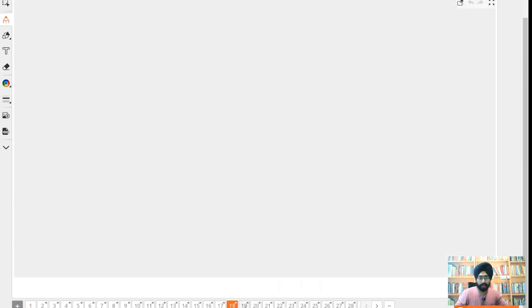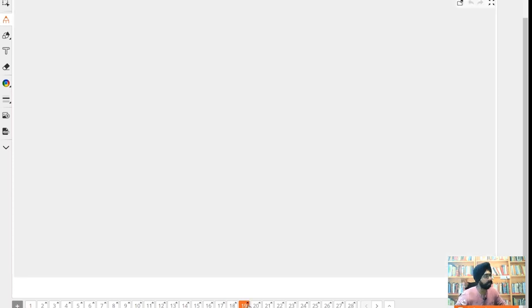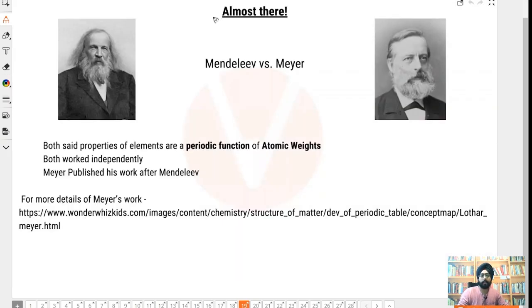Anyway, all of this, and then there were a lot of limitations. After calcium, things started breaking apart. I remember Amrit had also asked me a question on the same, that why? Okay, so why? Because now you know electronic configuration. There is a 3D10 that you have to fill after the 2s2 2p6. That is why it just starts breaking apart.